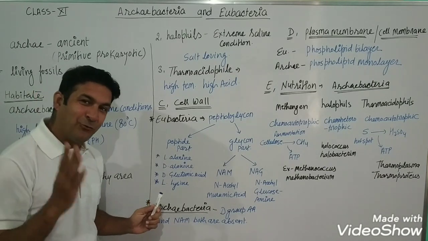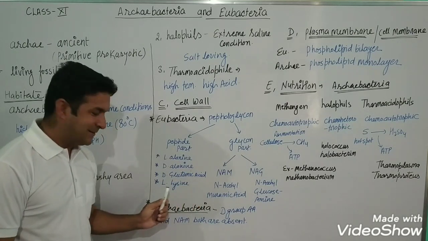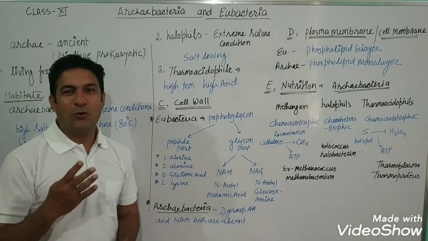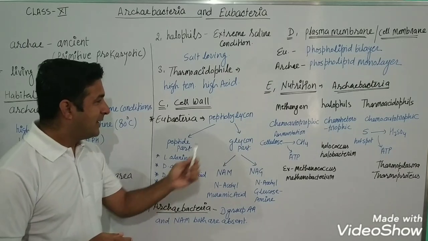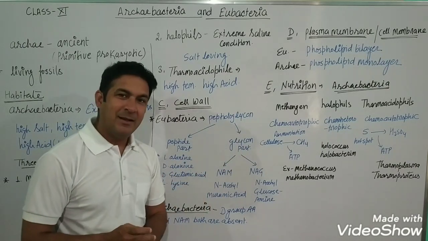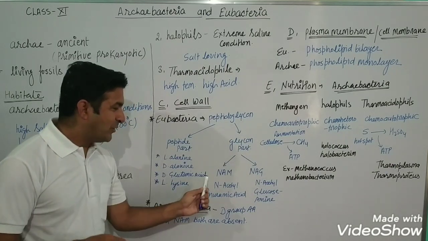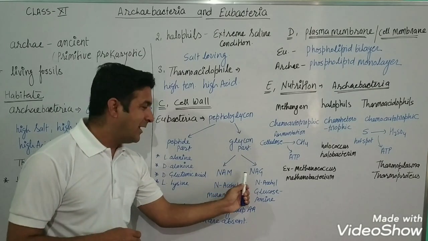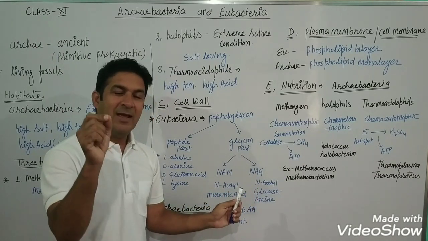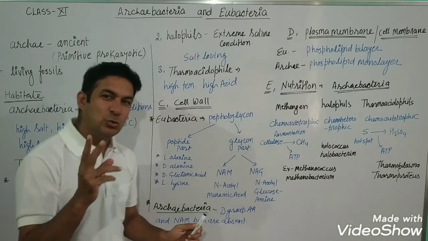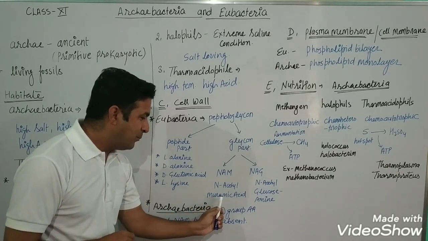Again I am repeating, these 4 amino acids are L-alanine, D-alanine, D-glutamic acid and L-lysine. So these 4 amino acids synthesize the peptide part of the cell wall of Eubacteria. The other part of peptidoglycan is the glycan part, and this glycan part is made up of 2 very important compounds, NAM and NAG. Now write the full form of these 2 compounds. NAM has the full form N-acetyl muramic acid.